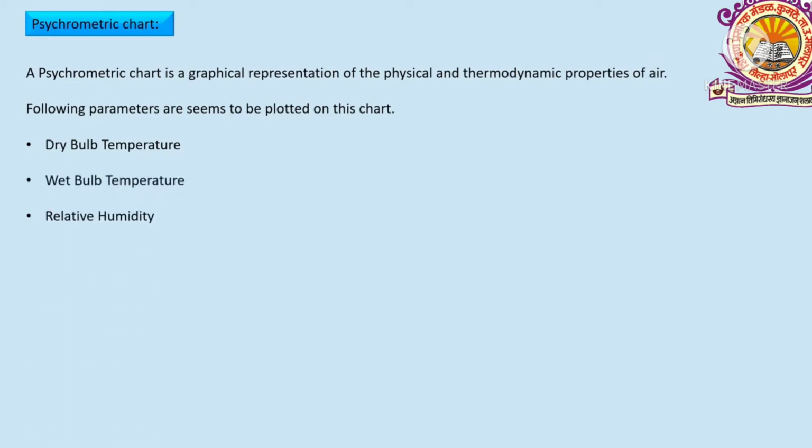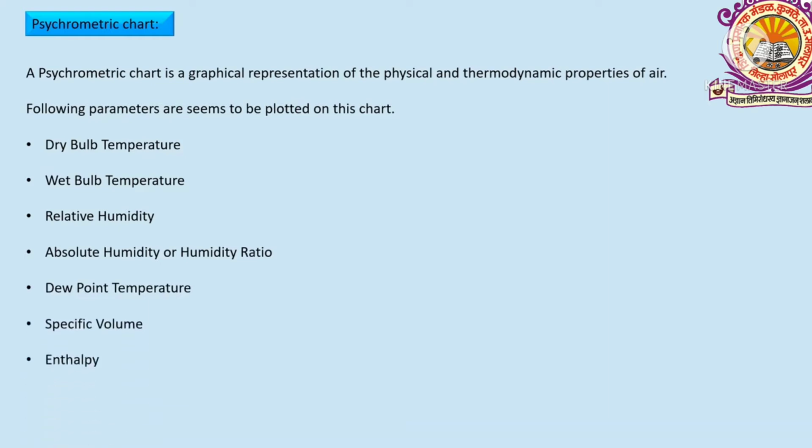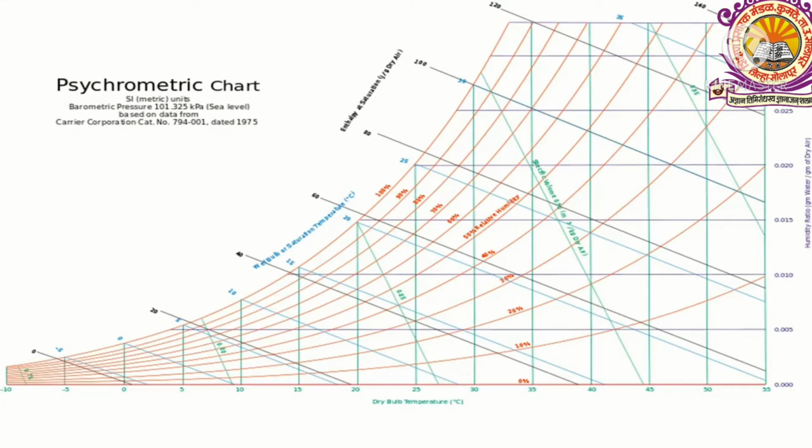A psychrometric chart is a graphical representation of the physical and thermodynamic properties of air. The following properties are plotted: dry bulb temperature, wet bulb temperature, relative humidity, absolute humidity, dew point temperature, specific volume, and enthalpy. So these are the properties shown combined on the psychrometric chart, and all of them can be read with the help of this chart.